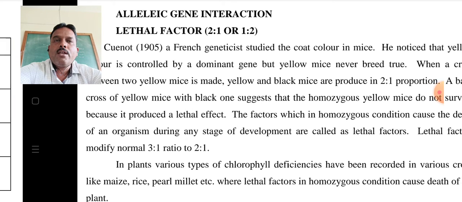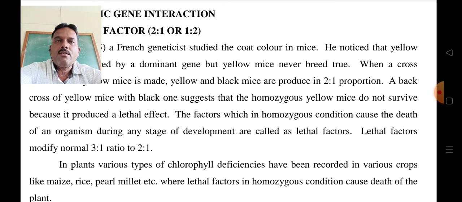Normally, in case of monohybrid, the phenotypic ratio obtained is 3:1. So what does the word lethal indicate? Lethal is nothing but death of the individual. The individual which has the homozygous genotype dies. When dominant genes are present in homozygous condition, that individual will not survive. And because of that death, instead of 3:1, a ratio of 2:1 or 1:2 is obtained.